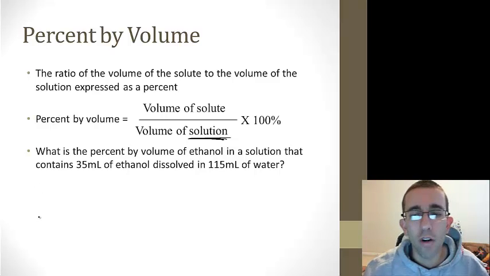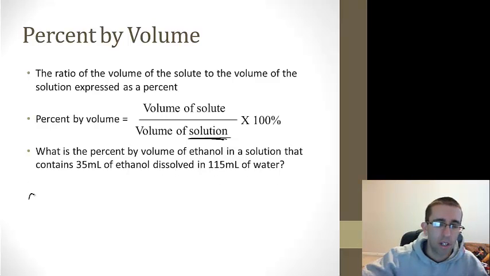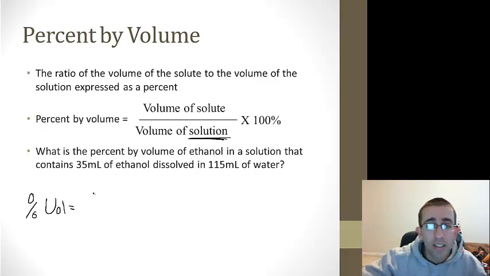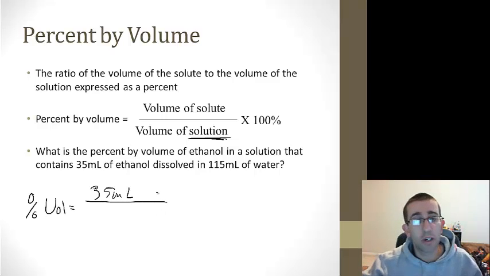What is the percent by volume of ethanol in a solution that contains 35 milliliters of ethanol dissolved in 115 milliliters of water? Percent by volume is equal to the volume of your solute. The ethanol is being dissolved, so it's my solute. So 35 milliliters of your solute, divided by. Here's the hardest part on these.